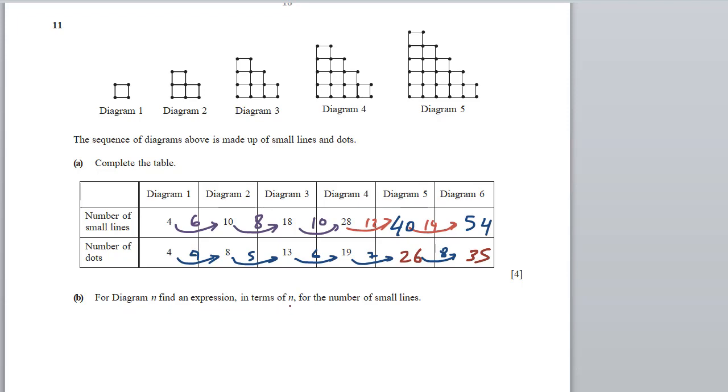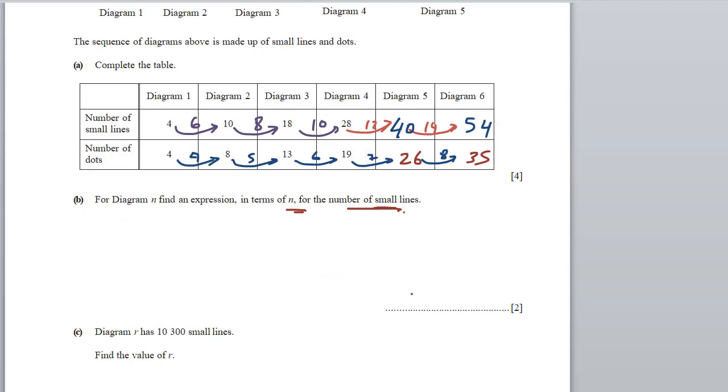From the diagram, find the expression in terms of n, the number of the small line. So let us find the small lines. This is the number of the small lines. We have 4, 10, 18, 28. Then we have 6, 8, and 10. Then we have 2 and 2.